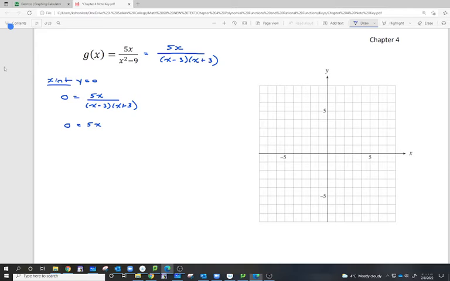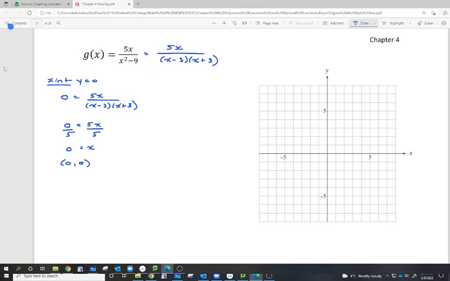To find the x-intercepts, you're solving the rational equation. But here I'm left with 0 equals 5x. So to get x by itself, I'm going to divide by 5, and I end up with x is equal to 0. So now I have an x-intercept at (0, 0).